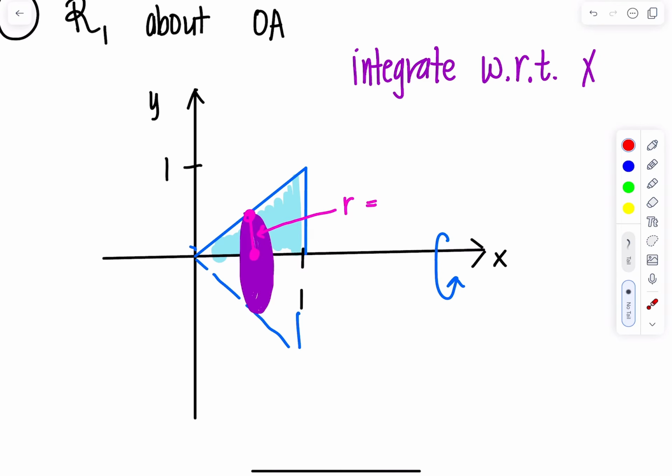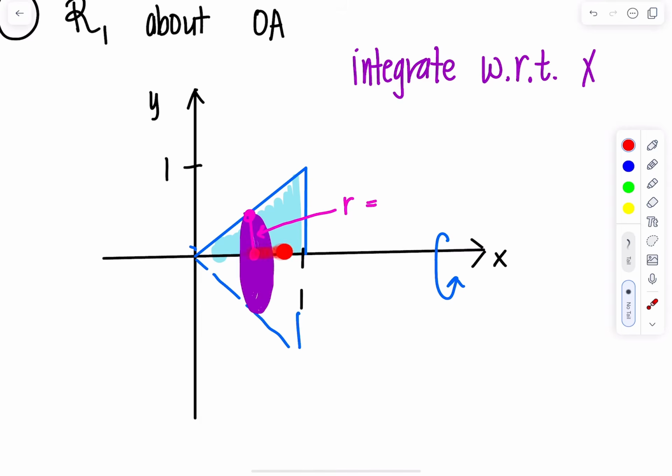When you're trying to identify the radius, just think of it as top minus bottom. What is the boundary or the upper limit for the radius here on the top, minus the bottom? And this will work well for you as you move through more complicated examples.